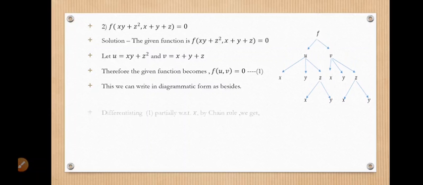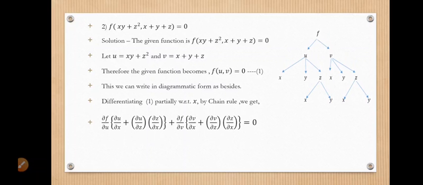So differentiating equation 1 partially with respect to x by chain rule and referring to this diagram, we get ∂f/∂u into bracket ∂u/∂x plus ∂u/∂z into ∂z/∂x. Again you can reach from f to x through v also. So plus ∂f/∂v into bracket ∂v/∂x plus ∂v/∂z into ∂z/∂x.